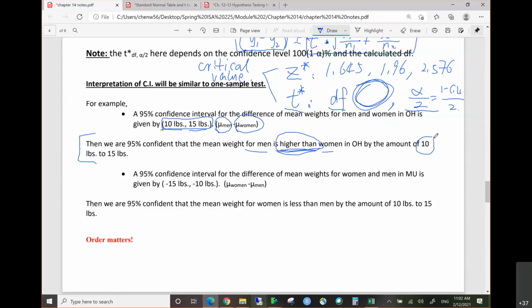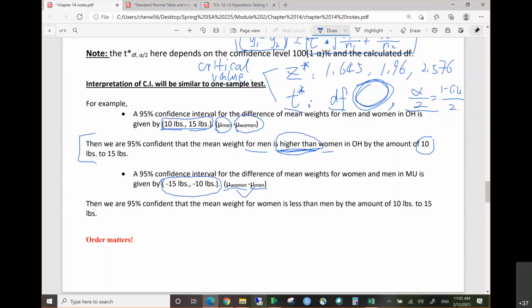All right, so this is the way you make interpretations. Again, similarly, but in a totally different order. If the confidence interval for the difference is for mu of women minus mu of men, that means your confidence interval will be a negative value. It will be a negative confidence interval. Then what does that mean?